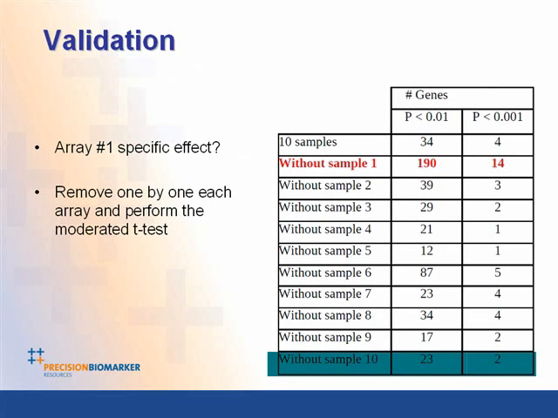So was taking out array 1 a specific effect, or was it just using less data? If we go through and sequentially take out each chip and look at the column p-value 0.001, there's not much difference when you take out any other chip. It's only when you take out chip 1 that you get a significant increase in the number of genes that are still surviving a false discovery rate analysis.